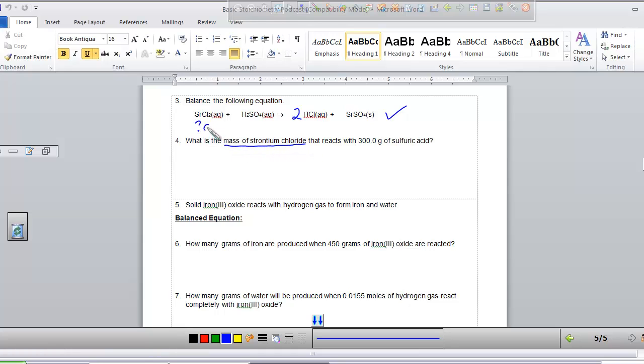They're looking for the mass of strontium chloride. So here we're looking for how many grams of this reacts with 300 grams of sulfuric acid. We've got 300 grams of sulfuric acid. I always like to write the given and wanted information underneath the equation because it keeps me visually on track with what I'm doing and where I'm going. Start with what we're given, 300 grams of sulfuric acid.